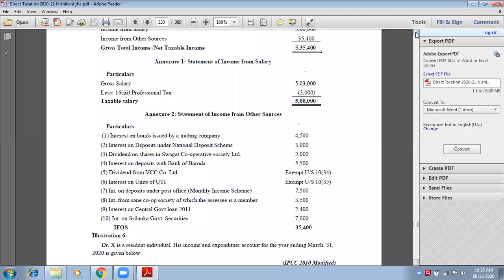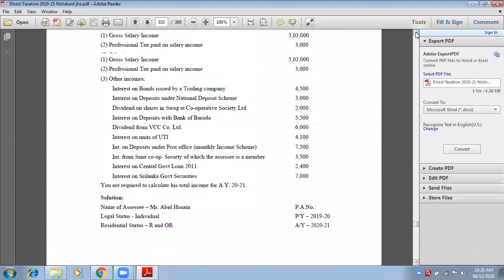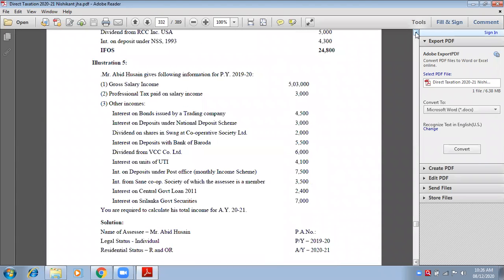Ma'am, done. Very good. Let's start with the solution part. Write down computation of net taxable income, NTI. We are not calculating just GTI, we are also calculating NTI. So you need to write the calculation of net taxable income.